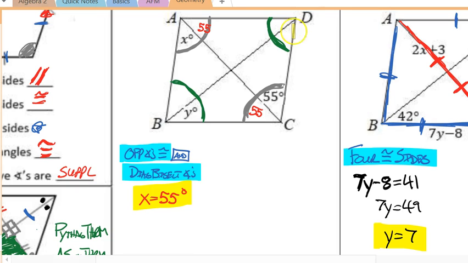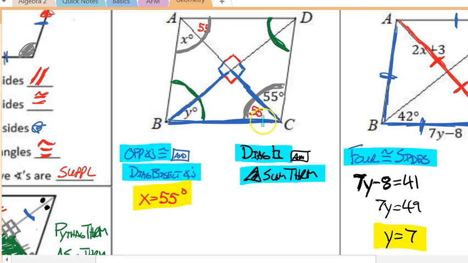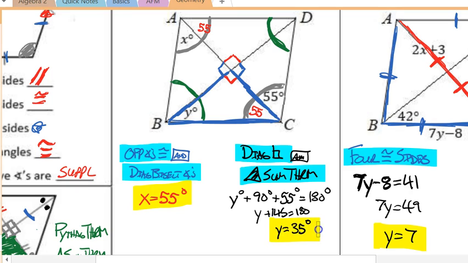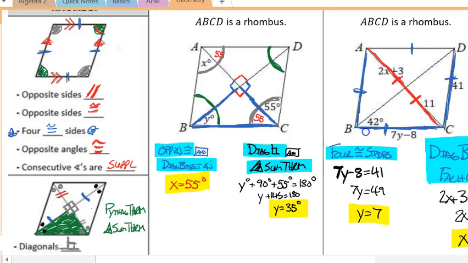Now, we also know that at the intersection of our diagonals, they are perpendicular, which means we have 90 degrees. And if we look a little closer, we should actually see that we have a triangle between B, C, and my intersection point, which I've highlighted here for us, which means that we can use our triangle sum theorem to set up the relationship that y plus 90 plus 55 is equal to 180 degrees. Combining like terms and solving this equation gives us that y is equal to 35 degrees.